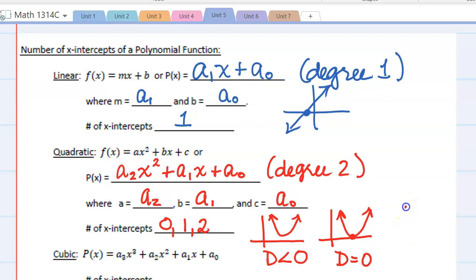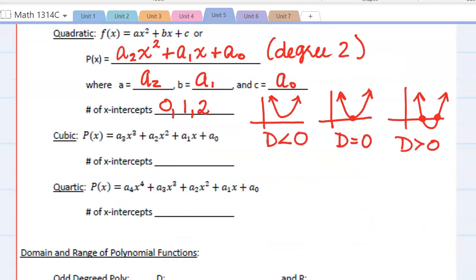Finally, the parabola can cross the x-axis twice, but not more than twice, as noted in the last graph. This happens when the discriminant is some positive value. This means we will get 2 distinct solutions when we solve the quadratic equation.